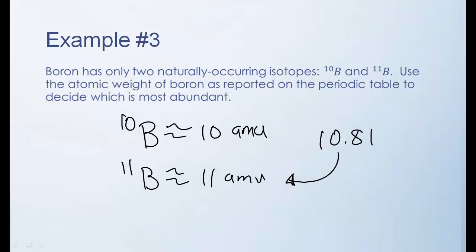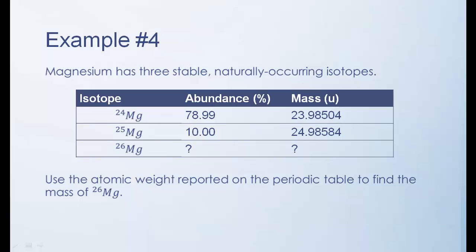Boron 11 must be much, much more prevalent than boron 10 because the atomic weight is so much closer to 11 than it is to 10. Alright, let's try another example.